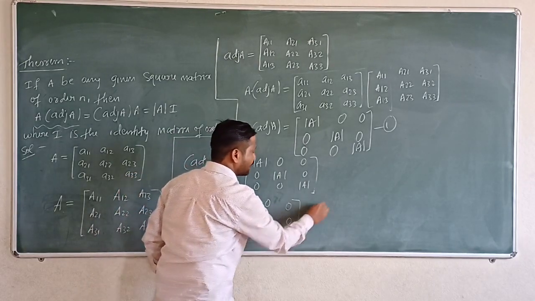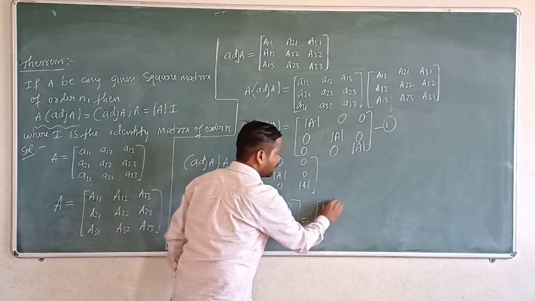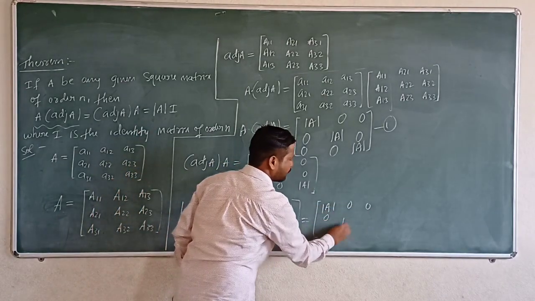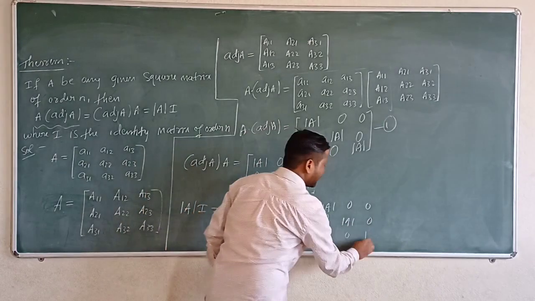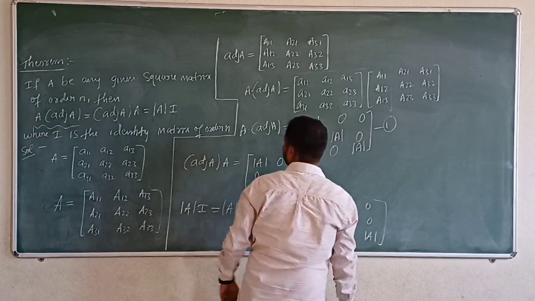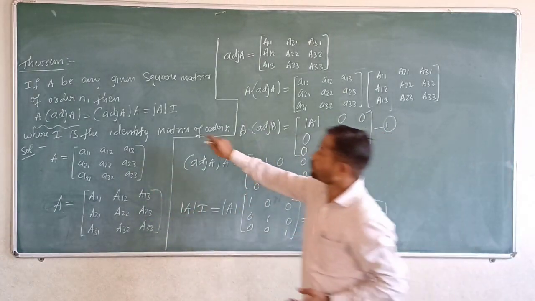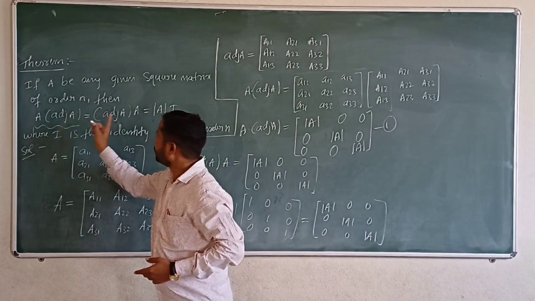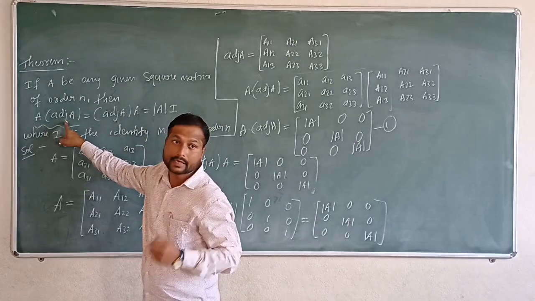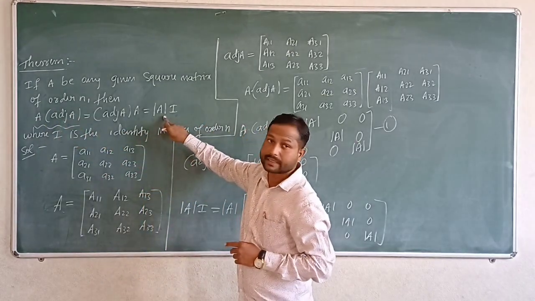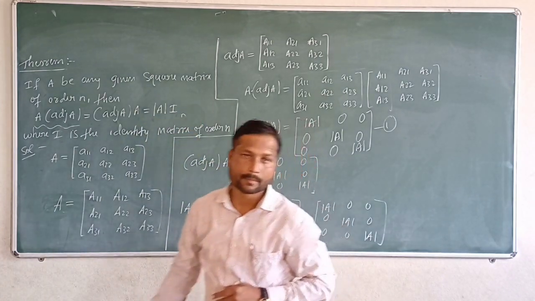Now what is the result here? The result is determinant of A into 1, determinant of A only, with 0 0 elsewhere. So therefore adjoint of A into A, or maybe A into adjoint of A, the result is what? Determinant of A into I now. Okay, right now.